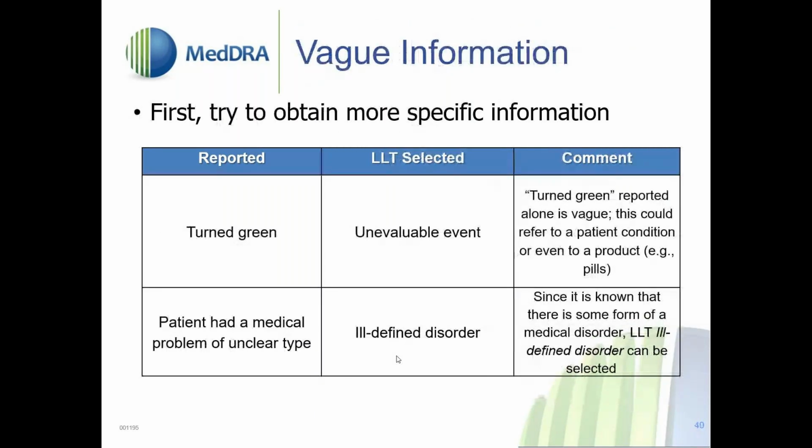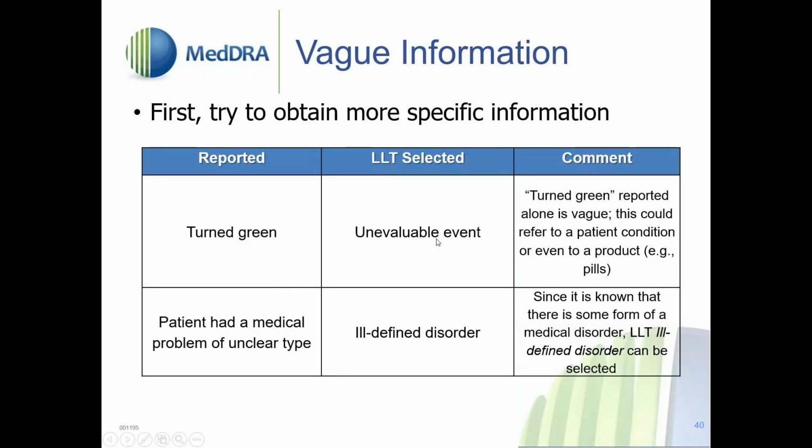Especially when receiving consumer reports in pharmacovigilance, vague information may be reported and there may be no chance for further clarification. "Turn green" is a nice example: it could relate to the skin or tongue of the patient, but also to a drug like a capsule or cream that has changed color. So we do not even know whether this is something that affects the patient. That is why we would code similar verbatims to LLT unavailable event.